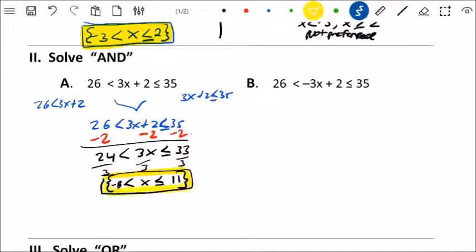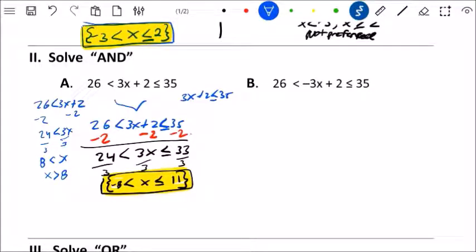I'm going to mark this. Well, let's say if I had done these in the blue differently, and I did them as separate ones. So 26 take away 2 is 24 less than 3x. Divide by the 3, and x is greater than 8. So I'll take it as x greater than 8 and switch it around this way.